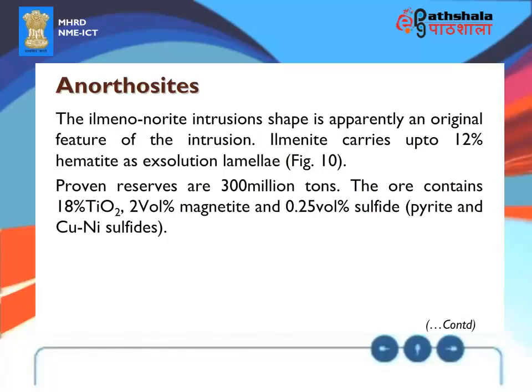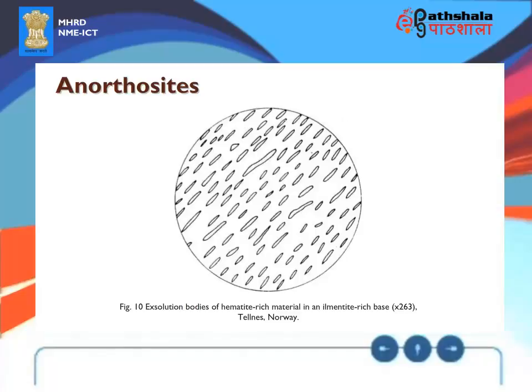The ilmenite-norite intrusion shape is apparently an original feature of the intrusion. Ilmenite carries up to 12% hematite as exsolution lamellae, as shown in figure 10. Proven reserves are 300 million tons. The ore contains 18% titanium oxide, 2 volume percent magnetite, and 0.25 volume percent sulfides: pyrite and copper-nickel sulfides. Figure 10 shows exsolution bodies of hematite-rich material in an ilmenite-rich base in Telnes, Norway.